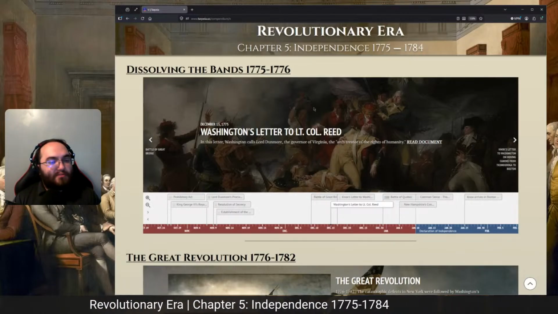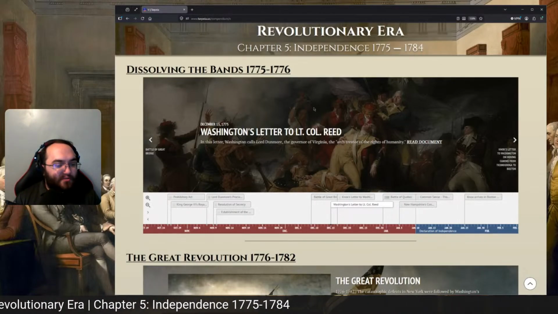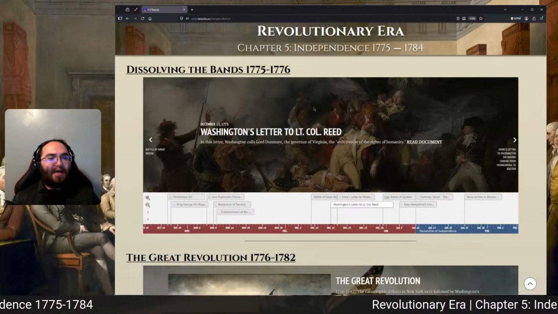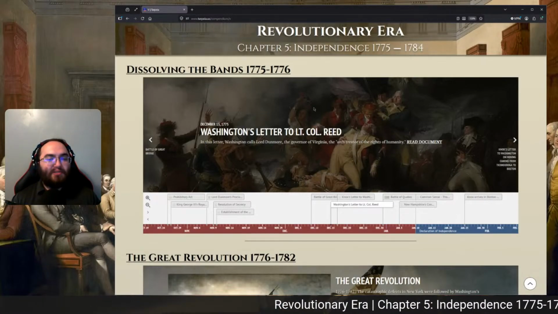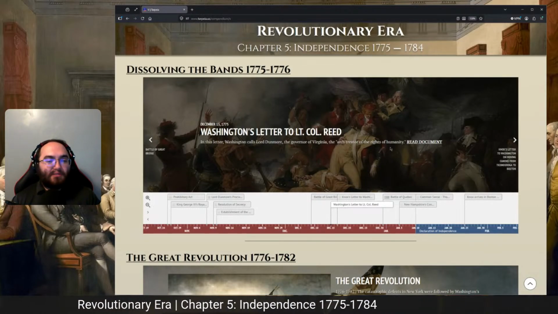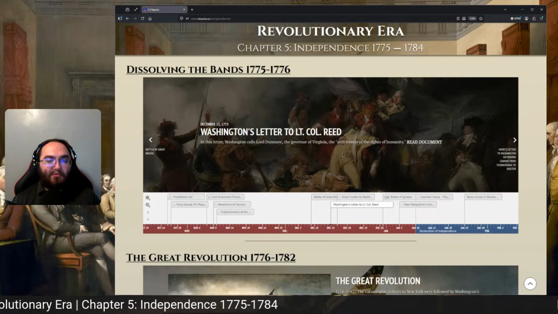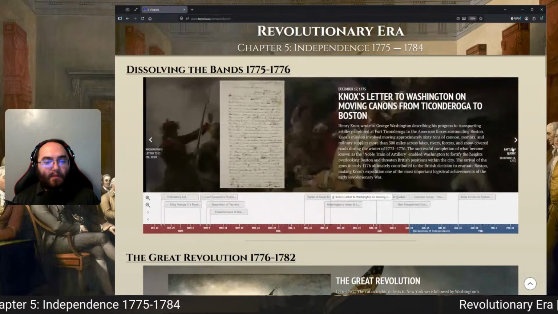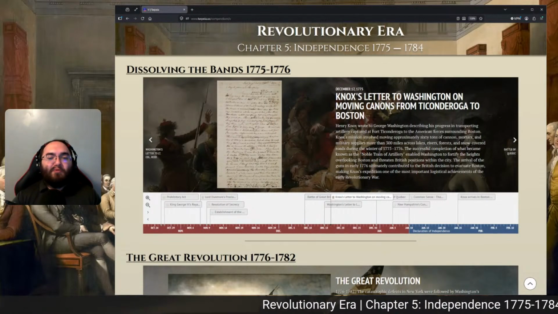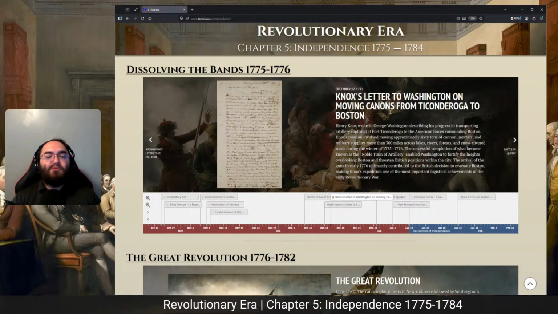He does mention the slave proclamation by Lord Dunmore, but of course, Lord Dunmore is also attacking fellow Virginians who are rebels. And so it's not just about slavery, it's also about attacking your fellow Virginians. Then you have Knox's letter to Washington on moving cannons from Ticonderoga to Boston.